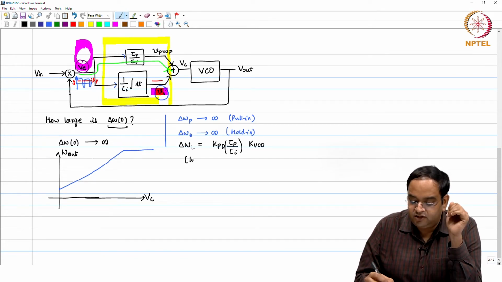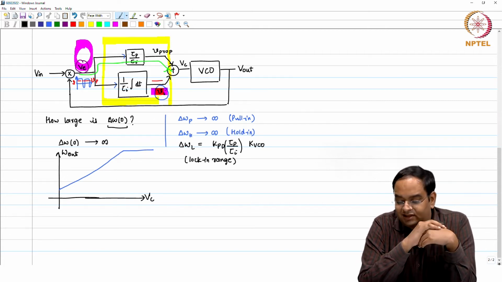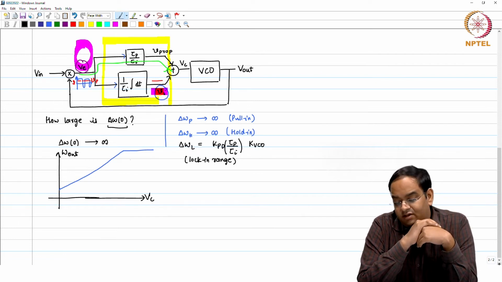Okay. This is lock in range. Does it matter that the PLL has a smaller lock in range and a larger pull in range?